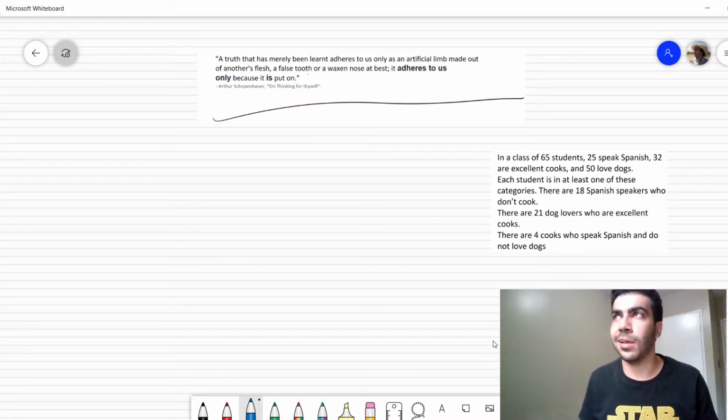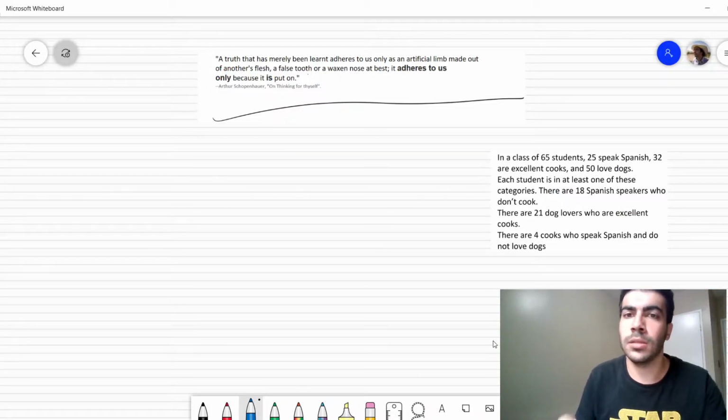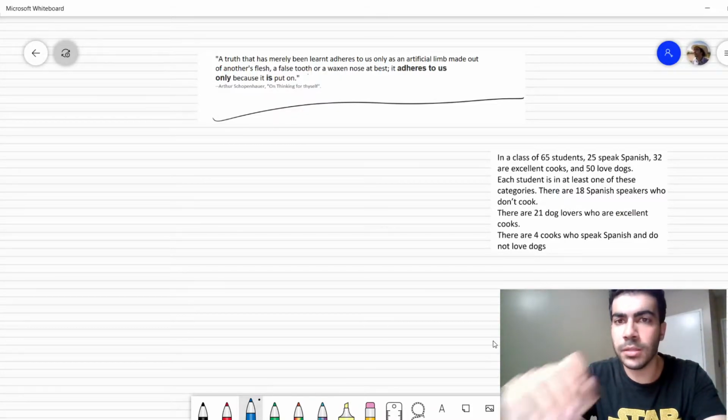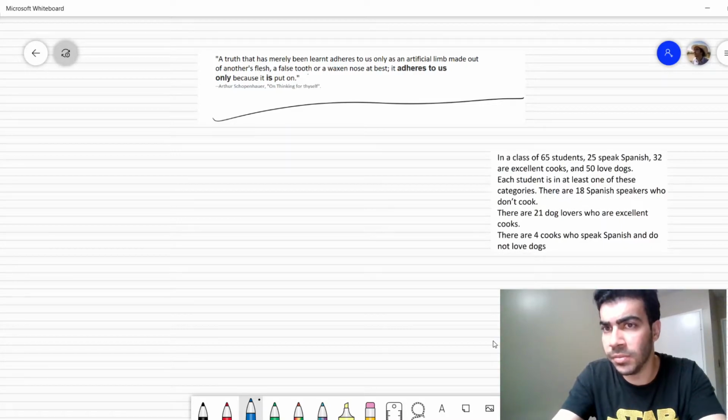given info. So what I like to do with this type of question is that I start by visualizing, like I usually like to do, and filling everything that I don't know inside the diagram while I'm doing. And just by doing that, the question solves itself. Let's try that. So we were given that in a class of 65 students, 25 of them speak Spanish, 32 are excellent cooks, and 50 love dogs.